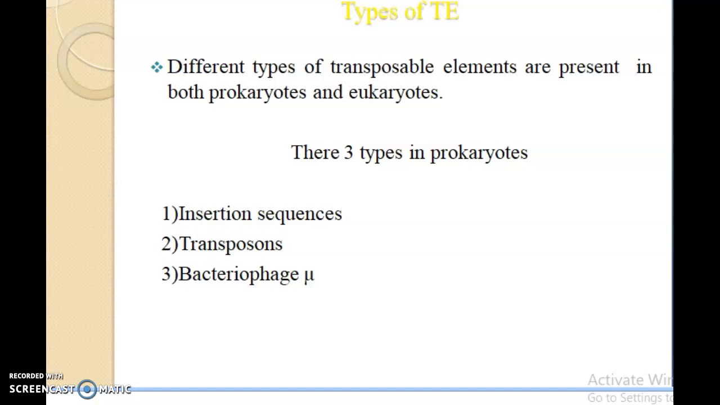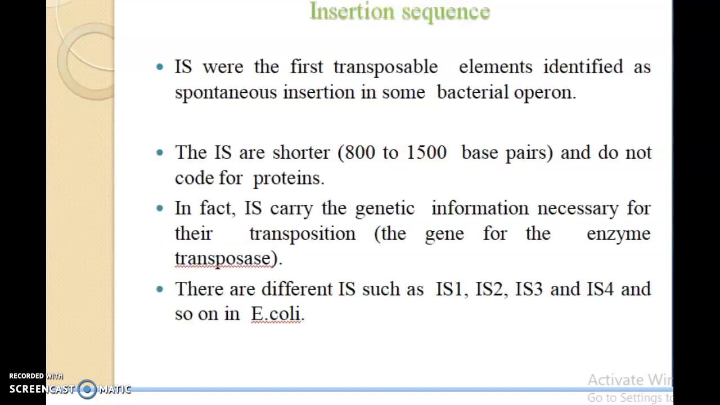In prokaryotes, there are mainly three types of transposons present. The first one is the IS elements, also called insertion sequences. The second one is the transposon, and the next one is the bacteriophage. So first we discuss the IS elements.